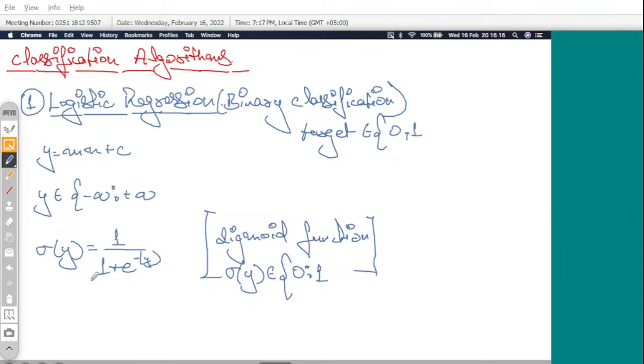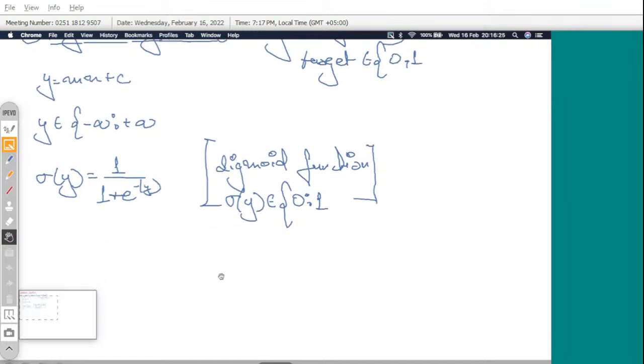Perfect. Now, how do we get the values of m and c? For getting the values of m and c, there is the algorithm called MLE, maximum likelihood estimation. MLE stands for maximum likelihood estimation.